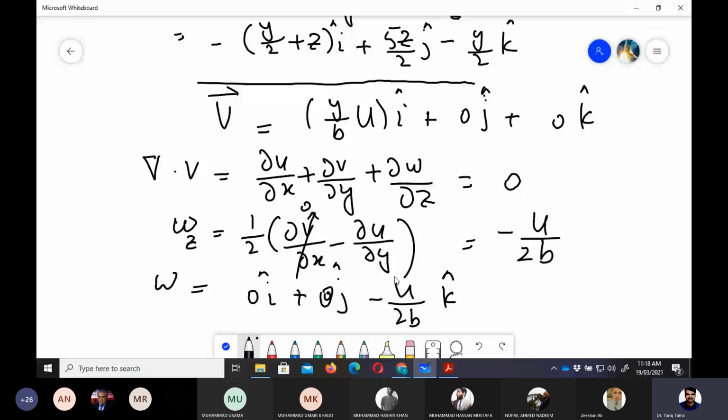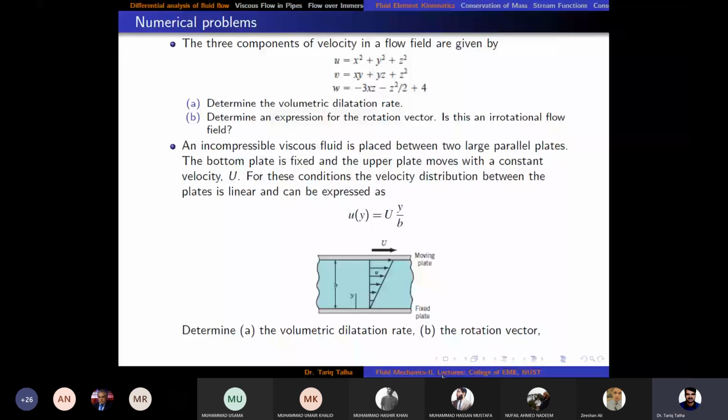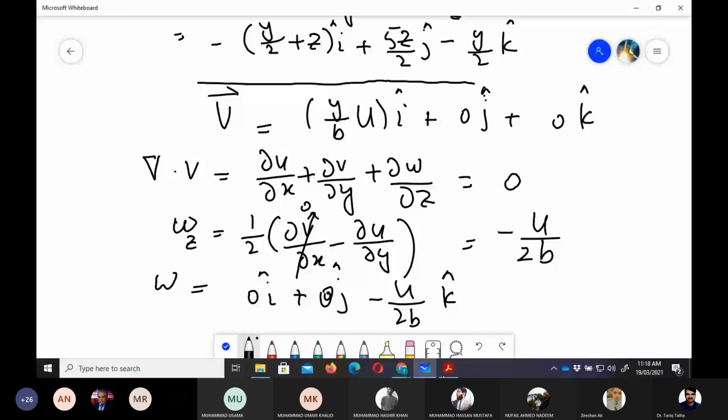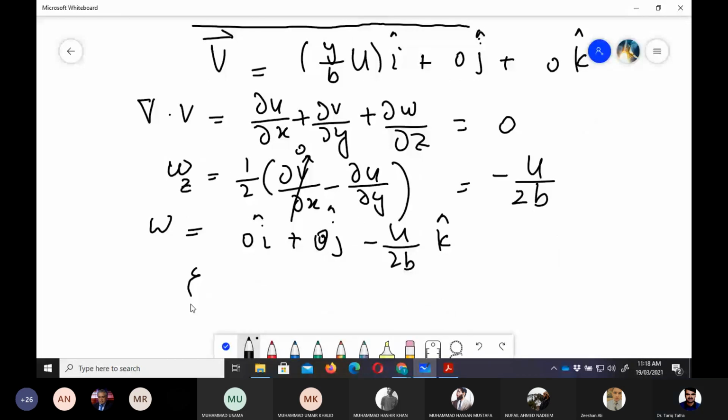So this was the second thing, and then we need to find the vorticity. We know that vorticity, shown by this symbol, is equal to 2 into omega. So it would be equal to minus U upon b k.